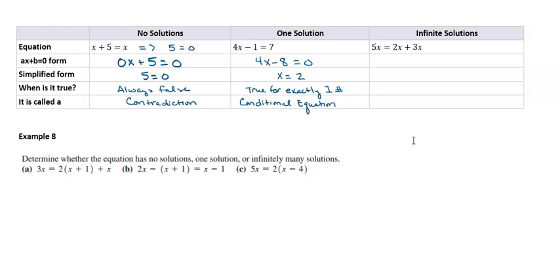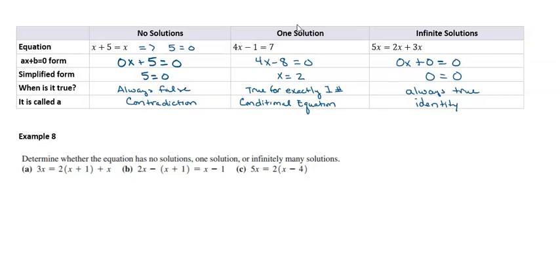The last one, it has infinite solutions, and if we rearranged this, we would get 0x plus 0 equals 0. And if we simplified it, we would just get 0 equals 0. So when is this true? It is always true for everything, no matter what. Always true. So this is actually called an identity. And it has infinite solutions. Okay? So if this is the situation, we have infinite solutions.